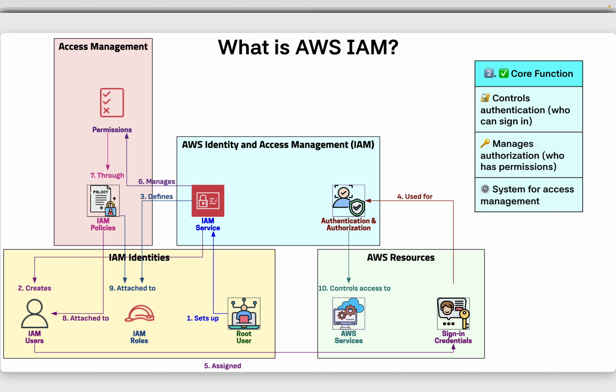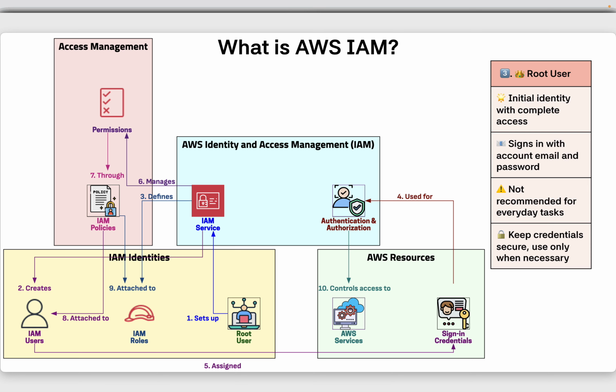IAM is used to control who is authenticated, meaning who can sign in, and who is authorized, meaning who has the specific permissions to use certain AWS resources. It provides the system for managing this control.